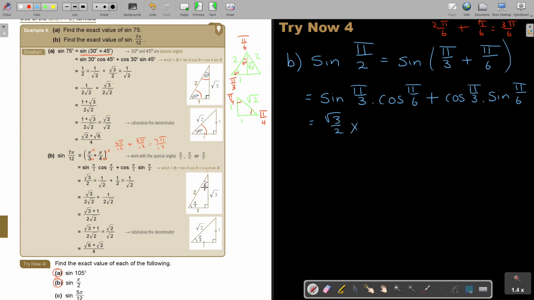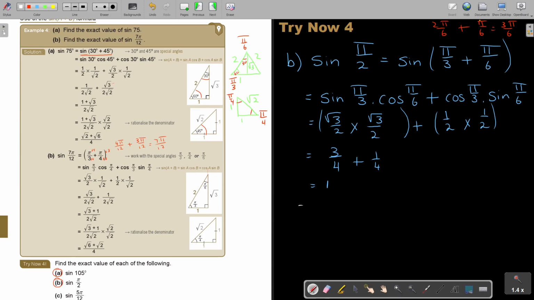What is cos pi over 6? Remember, cos, so it's square root 3 over 2. What is cos pi over 3? 1 over 2. And what is sin pi over 6? It's also 1 over 2. And if I simplify, remember, square root 3 times square root 3 is 3 over 4 plus a quarter. Yes, it's exactly. This is very nice. Remember, 4 over 4, and that's 1. And I want to show you now, there's a second option.